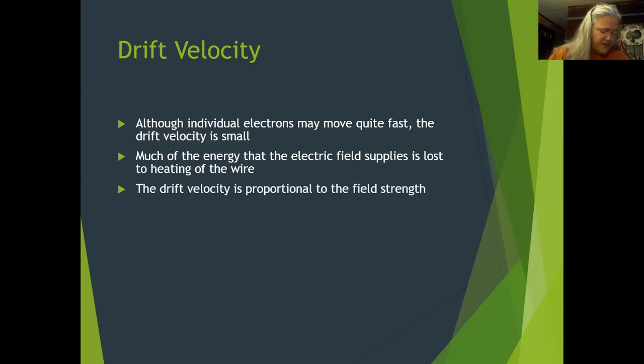Now, this drift velocity is determined by the field strength, okay? So we've established the field, and your house is wired to have a certain electrical potential or potential difference, and that's what establishes the electric field when you switch something on or off or plug something in.